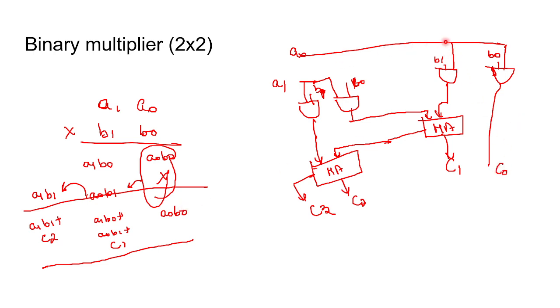Then A0 B1 I have to add with A1 B0. I will obtain A1 B0 from this gate, and this will give me the sum output and one carry. This carry I will have to add with A1 B1. That sum will be C2, and then we will obtain the carry C3. So this is the multiplication of A0 B0 with A1 B1. Is this clear?